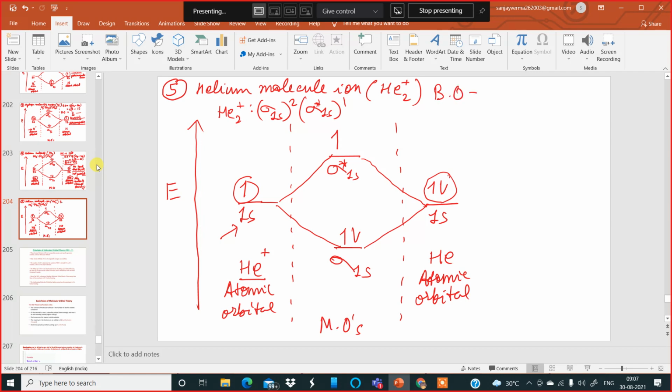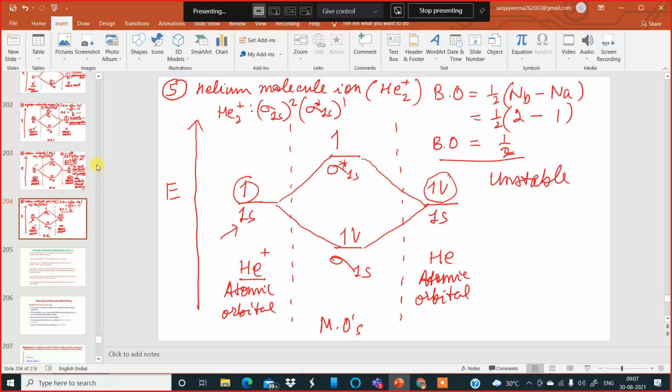We will calculate the bond order, which is equal to half of Nb minus Na. We know Nb is 2 electrons and Na is 1 electron. So 2 minus 1 is 1, and 1 divided by 2 is half. So the bond order here is half, which means it is an unstable molecule.